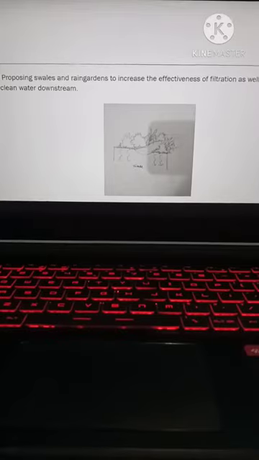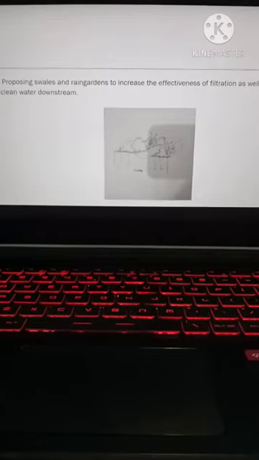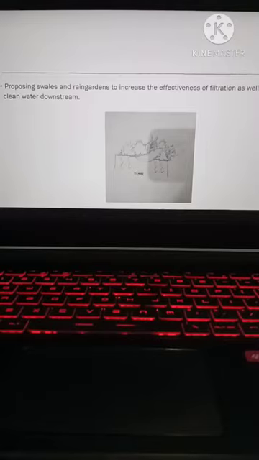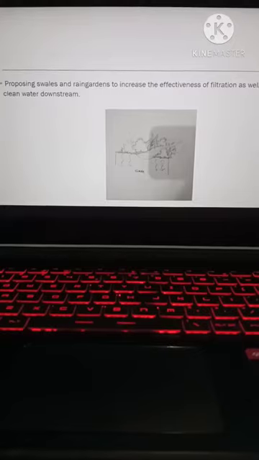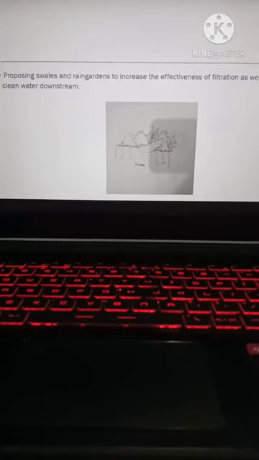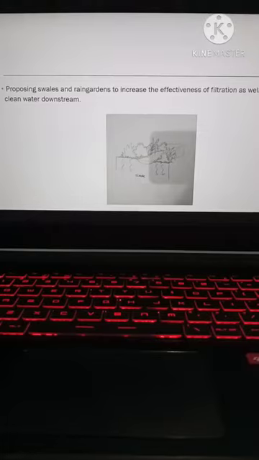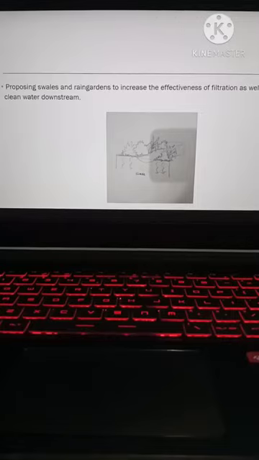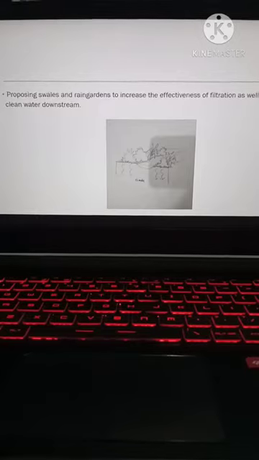Okay, the next suggestion would be proposing swales and rain gardens to increase the effectiveness of filtration as well as conveying clean water downstream. So what actually happens here is when we have small shrubs or trees planted along a swale, the pollutant, the debris, the bacteria will be filtrated by all these plants, and only clean and pure water will move downstream towards the other water bodies.